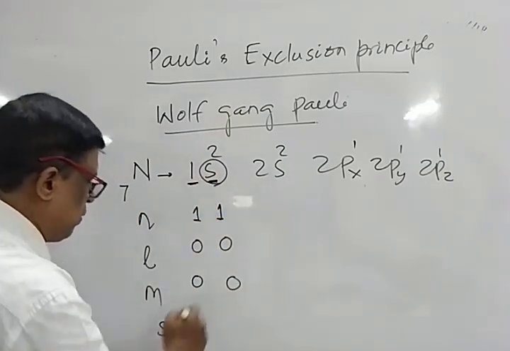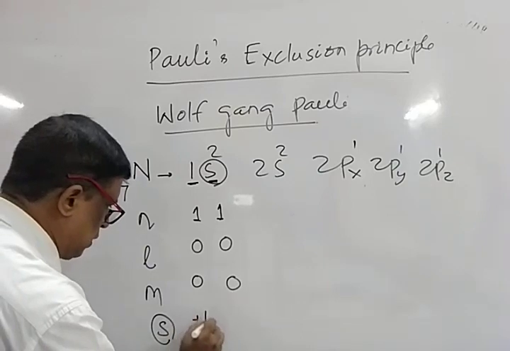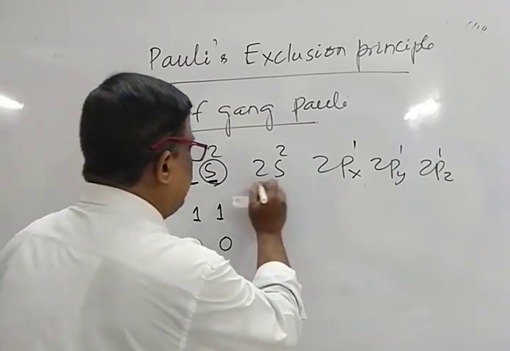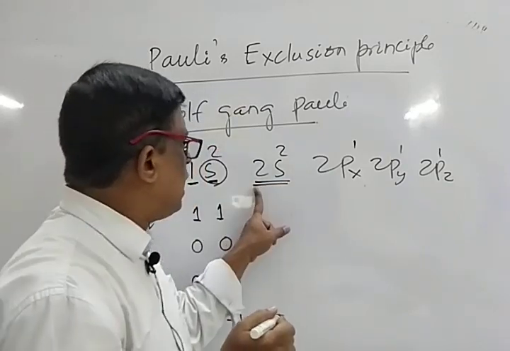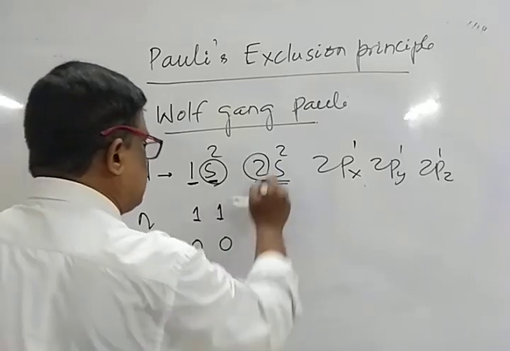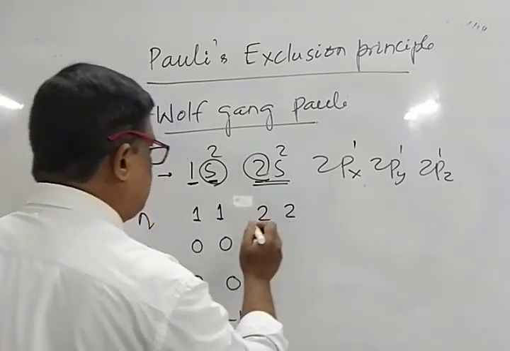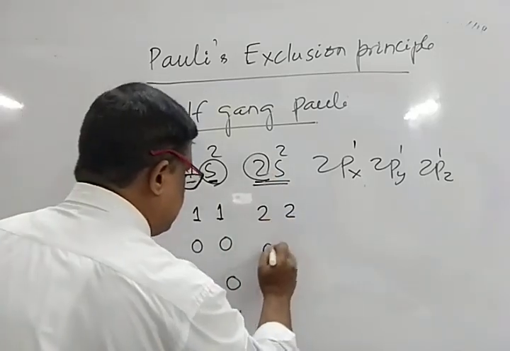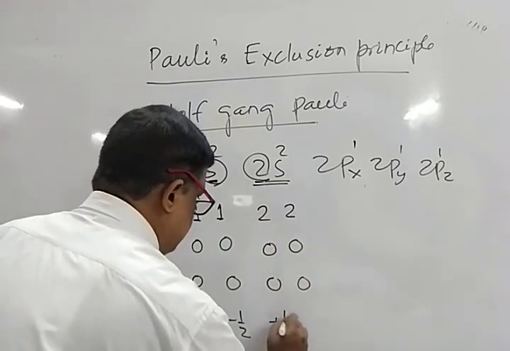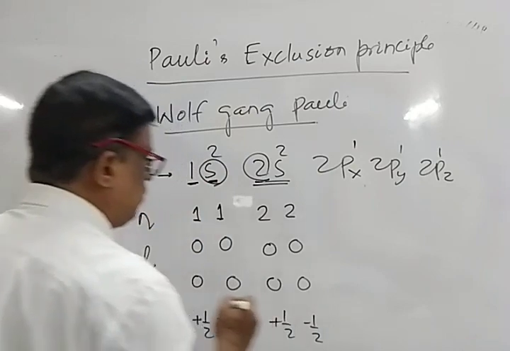But the last, the spin quantum number, is plus half, minus half. Similarly, in 2s2, in the second cell, S subcell, 2 electrons are there. As it is the second cell, the principal quantum number is 2, 2. Then azimuthal, as it is S, is 0, 0. Magnetic is 0, 0. It is plus half, minus half.